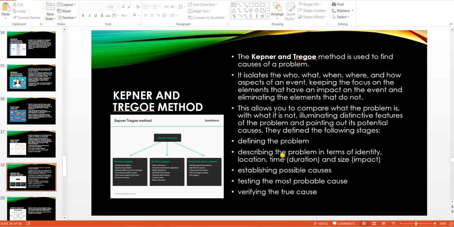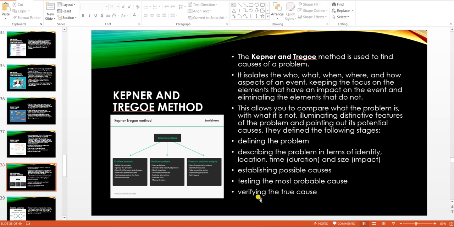So you need to follow steps in terms of how you can find the cause of the problem. The first stage is you need to define the problem. The second stage is you need to describe the problem in terms of the identity, the location, the time, and the size, which is the impact. Also, you need to establish possible causes.